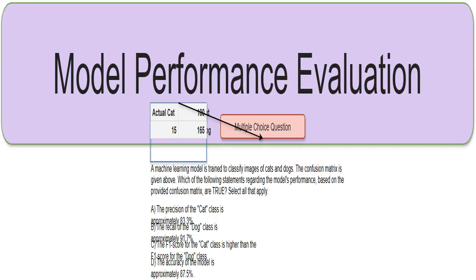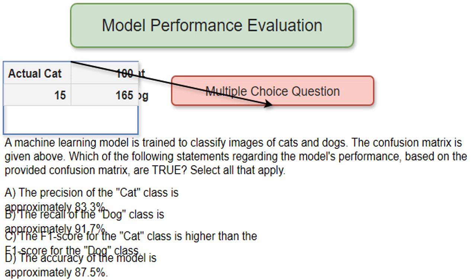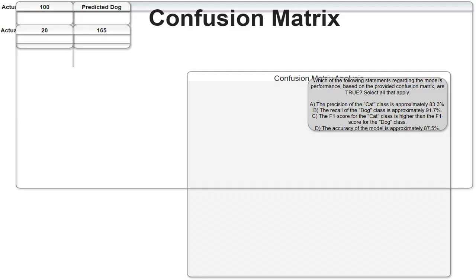Let's solve this. The goal here is to understand how well the machine learning model performs at classifying cat and dog images. This involves calculating various performance metrics and interpreting the results. We're tasked with evaluating a machine learning model's performance using a confusion matrix and answering multiple choice questions about its precision, recall, F1 score, and accuracy. We analyze the confusion matrix to understand how well the machine learning model is performing. I'll look at the number of correct and incorrect predictions to evaluate its accuracy, precision, recall, and F1 score.